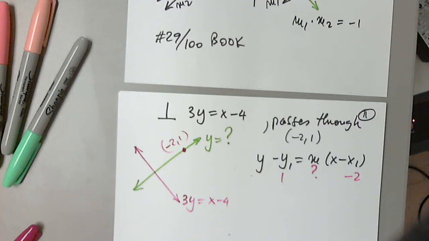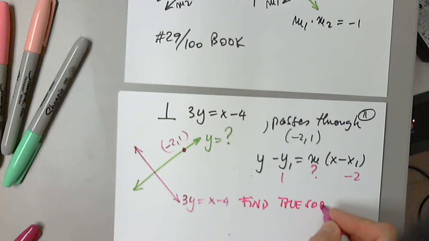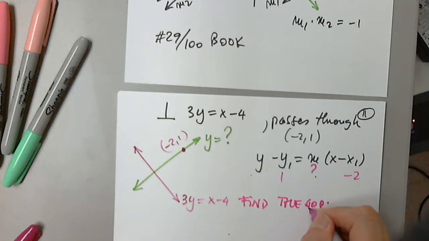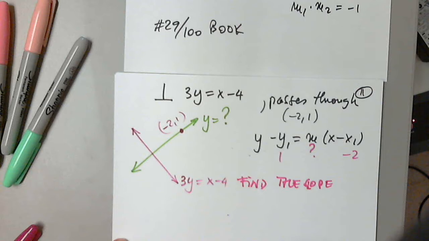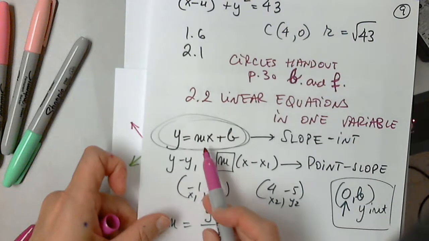Yes, please. Find the slope of the other equation. That's it. Let's find the slope. Oops, I swallowed the L. Find the slope of 3y equals x minus 4. How do I find the slope of this line? Remember, the first form is still very useful.